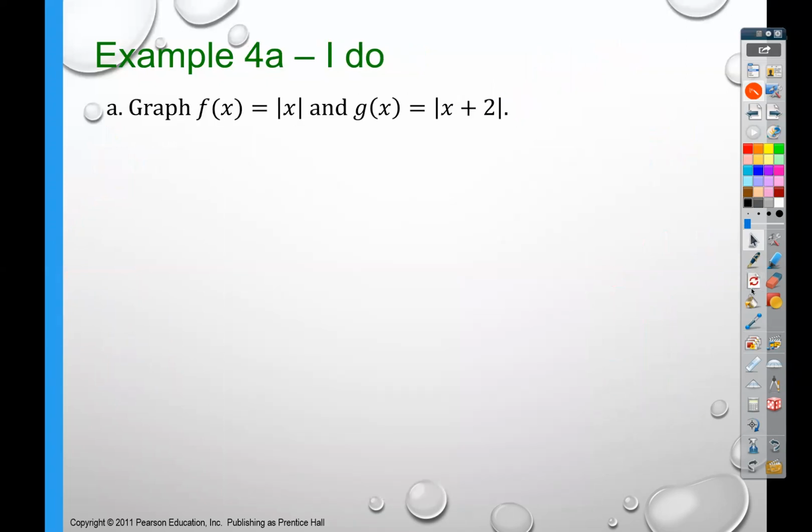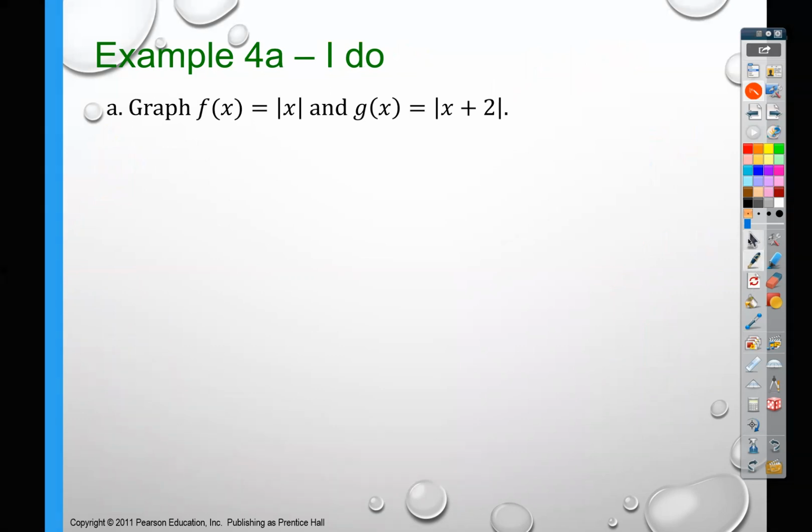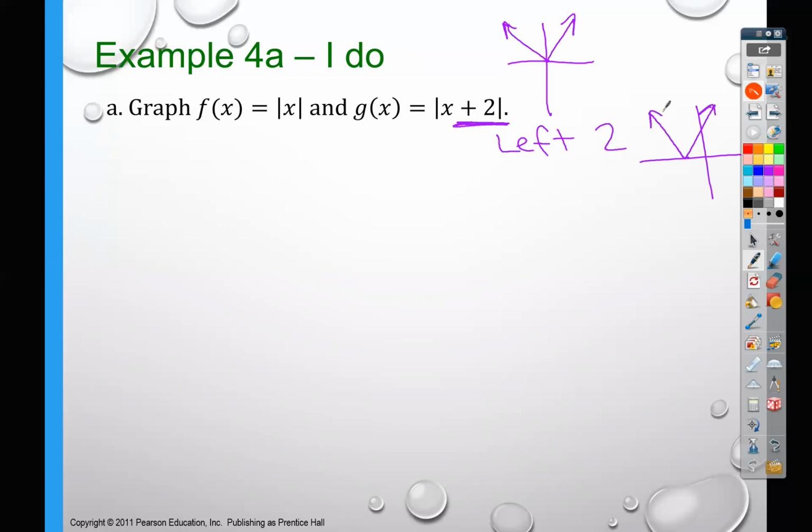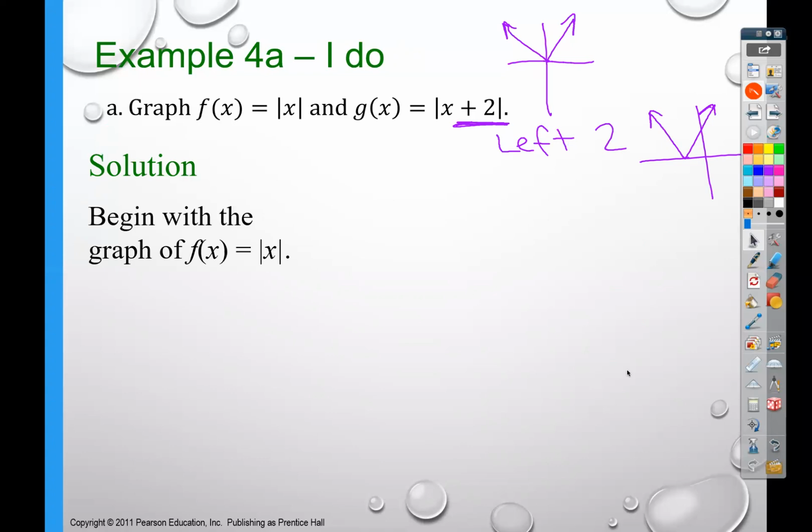All right, now we're going to have an absolute value graph. So an absolute value graph is a V. It's not a U, it's more of a very strong V. So I know that if I have +2 inside the grouping symbol, that's going to go to the left 2. So instead of being centered, you're actually going to go to the left 2. So this is what this looks like.